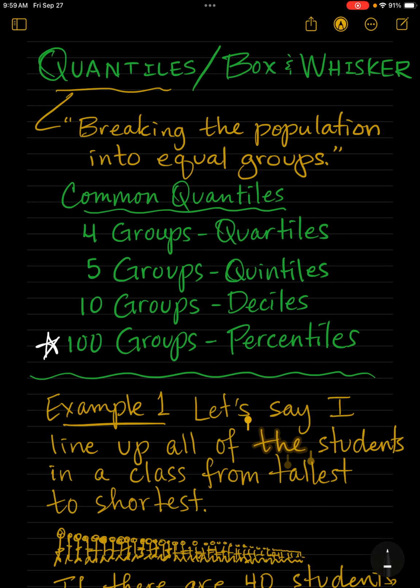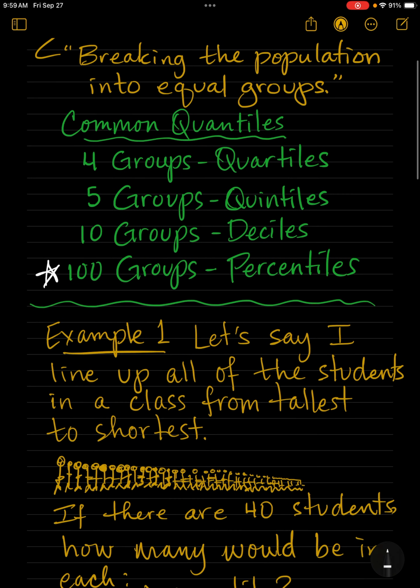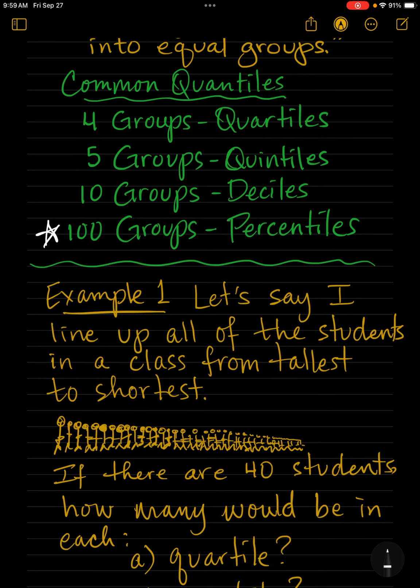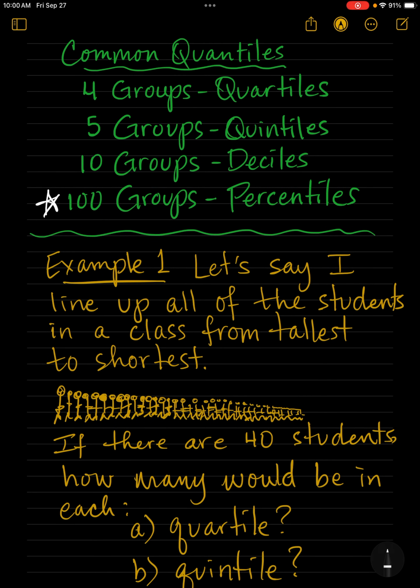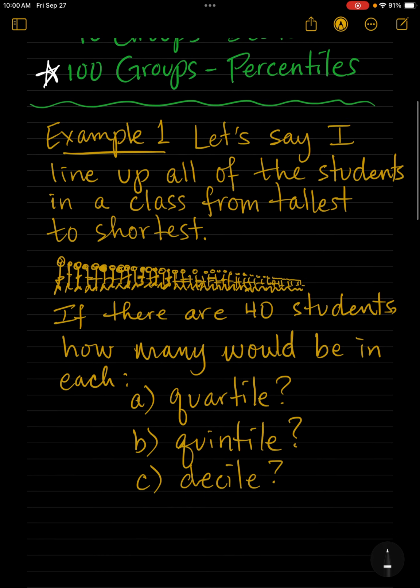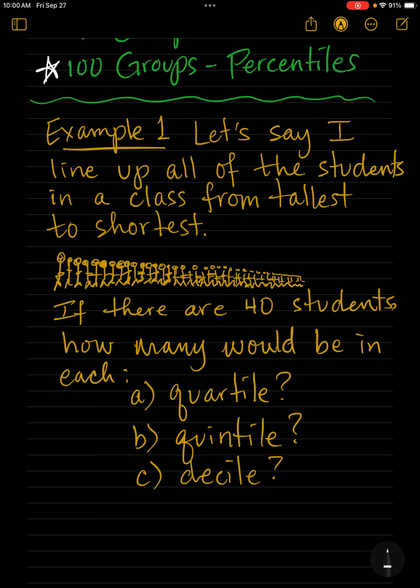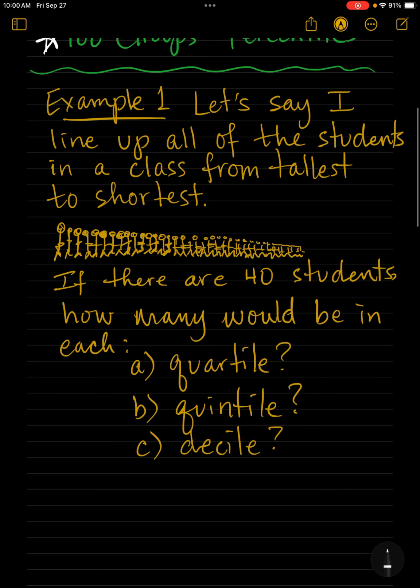All of you, whether you know it or not, have been broken into most of these groups at some point, whether it's for test scores or doctor's visits or your height or IQ or anything like that. Let's start with an example. Let's say I line up all of the students in a class from tallest to shortest. If there are 40 students, how many would be in each? A, quartile, B, quintile, C, decile.